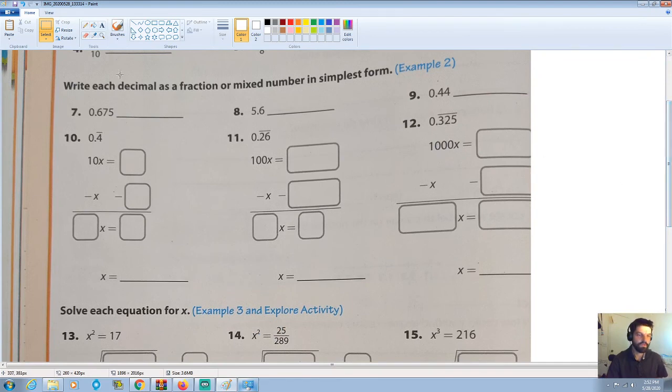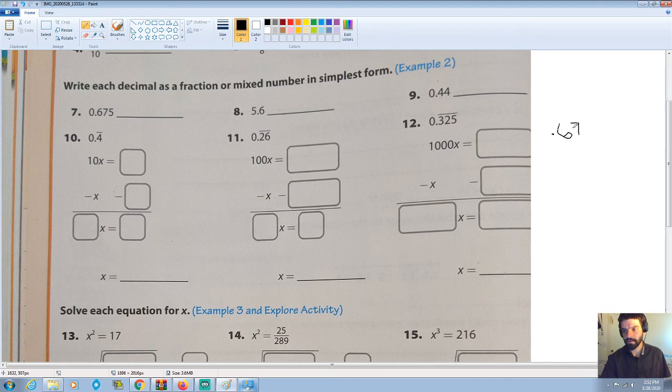So now what they want you to do is kind of the opposite. They want you to take these decimals and they want you to put it in a fraction or a mixed number in the simplest form. Okay, so this is going to be, let's see here. So for number 1, we have 0.675.